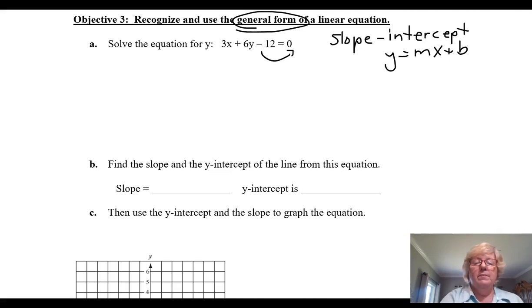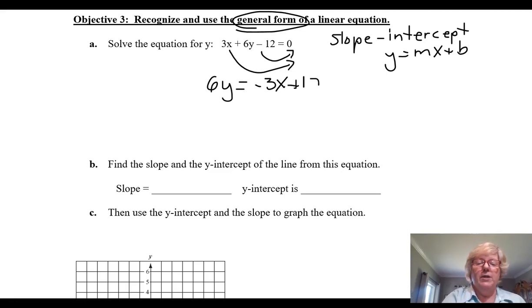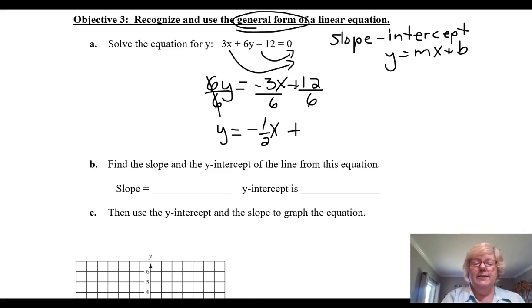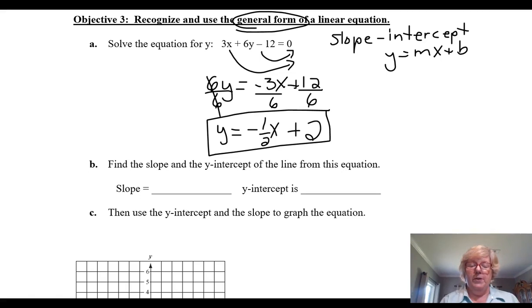I'm going to move over my 12 and move over my 3x. So I will have 6y equals negative 3x plus 12. Notice the sign changes. Then I will divide everything by 6. I do it individually so that I can see the mx and the plus b from the formula separately. So y equals, now negative 3 over 6 is a fraction, and it reduces to be negative 1/2. I have my x. Then 12 divided by 6 is 2. So this would be the general form converted to slope-intercept.